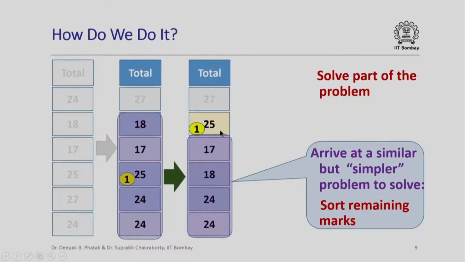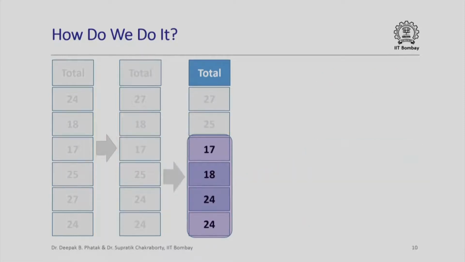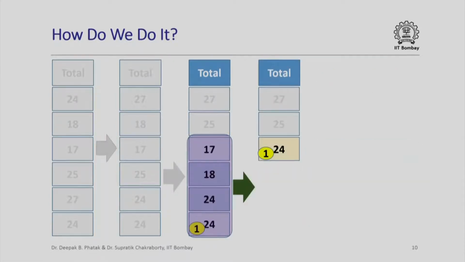And once again we have a similar but simpler problem to solve, which is to sort the remaining marks. And we could keep doing this. We could say, okay, to sort the remaining marks, let me find the maximum one. Here there are 2 possibilities. I could have chosen this 24 or this 24. Let us say that I choose this 24 for the time being. So then that comes to its rightful position. I am left with the remaining marks.